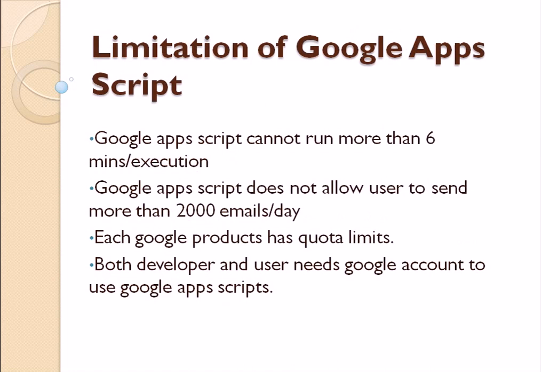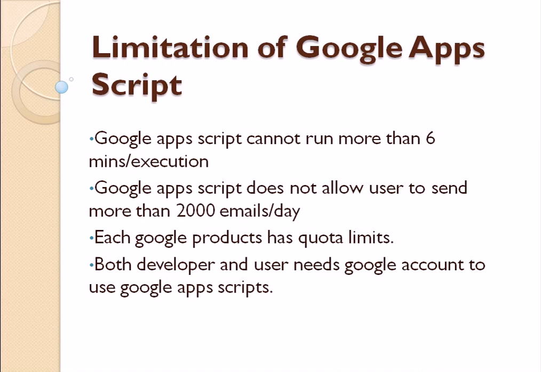And these are the limitations of Google Apps Script. Google Apps Script cannot run more than 6 minutes per execution. Since it is free and we are not paying anything, Google made this restriction, so any script taking more than 6 minutes cannot be executed. The next point is that Google Apps Script does not allow users to send more than 2000 emails per day. Again, Google has set some limitations on the calls. Whatever the product, it has some limitations.